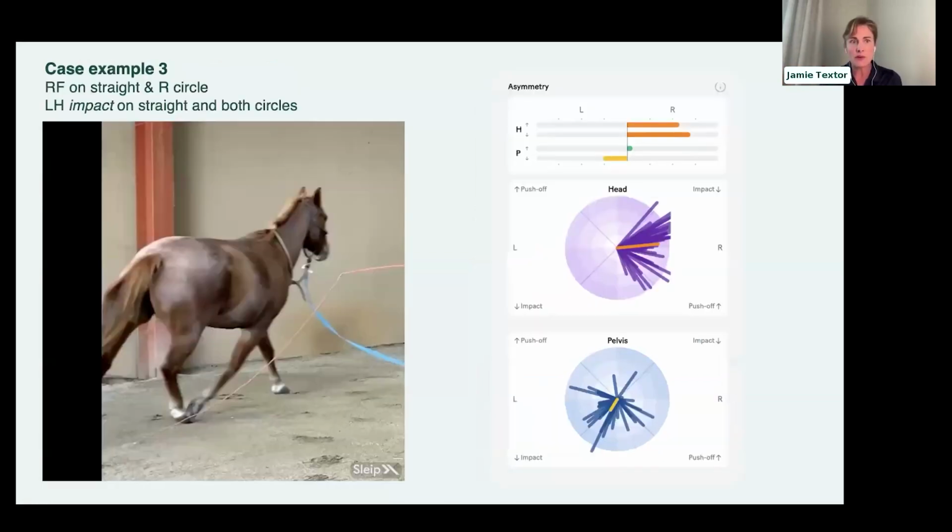Okay, we've got one more for you. We've got about 17 minutes, so I've got about 8 minutes here to go, and then we'll open it up for some questions. So here's another nice quarter horsey case for you, coming to you from California, as I do.